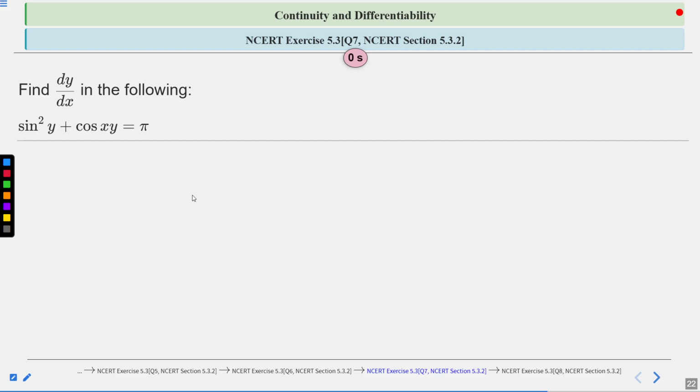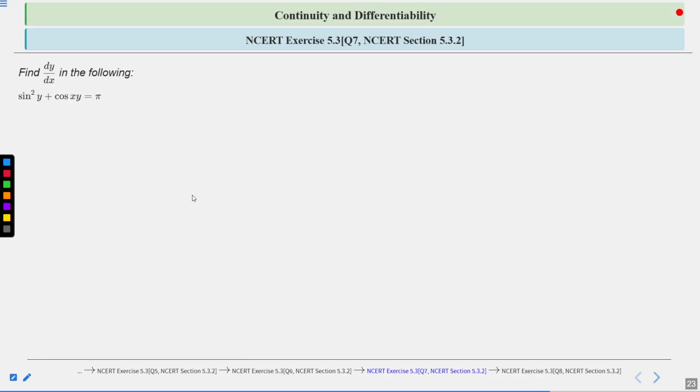Okay, let's move to the solution part. We have to find dy by dx, where the expression is given as sin square y plus cos xy is equal to pi, right? So how can we solve? Let us see the solution part. The given relationship is sin square y plus cos xy is equal to pi, right?